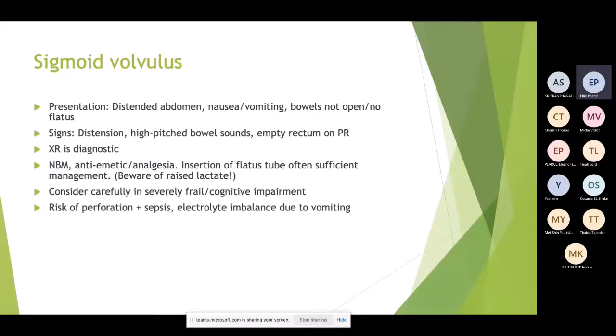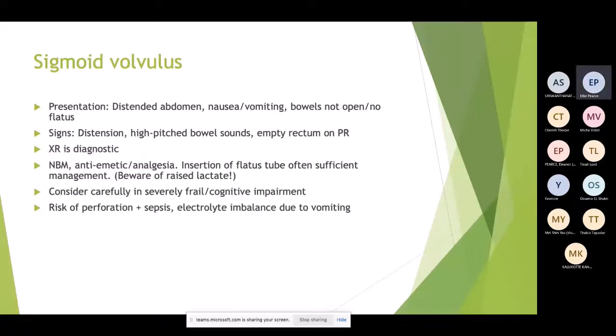But be aware, if they've had these symptoms for several days, they've not been to hospital for whatever reason, and there's any degree of ischemia, which we might see on a raised lactate, we've got to be careful about treating with a flatus tube and potentially untwisting compromised bowel.